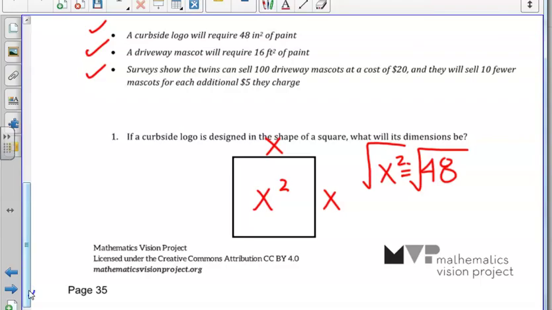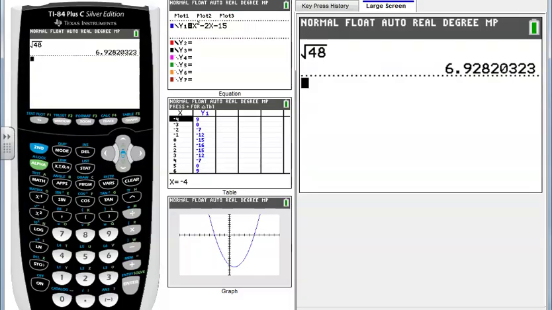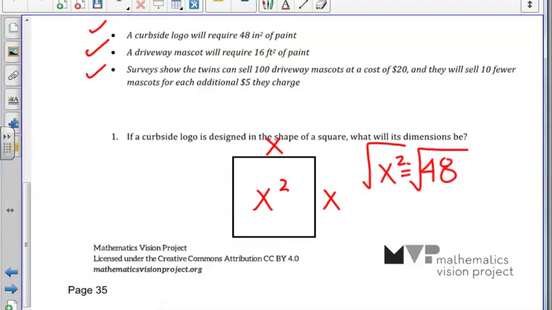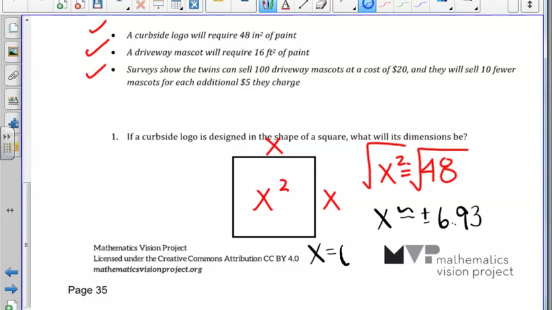That means that the dimensions of our square, if we find what the square root of 48 is approximately, will be 6.93. Now, whenever we take the square root of both sides, we must always include the positive and negative value. However, it's not possible for us to have a negative length. Therefore, we know our only possible value for the side length would be approximately 6.93. So our square would need to be a 6.93 inch by a 6.93 inch square.